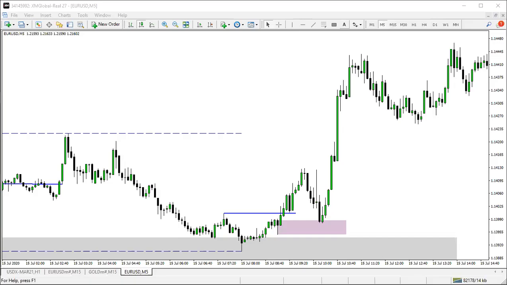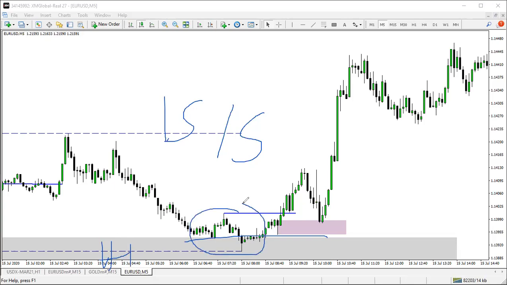Saying your 4-hour or 1-hour order block in discount has to be supported by a 15-minute or 5-minute bullish BMS. That's how you know that the order block is going to push price up. So this is the order block. This was the 1-hour order block. And we have the bullish BMS.